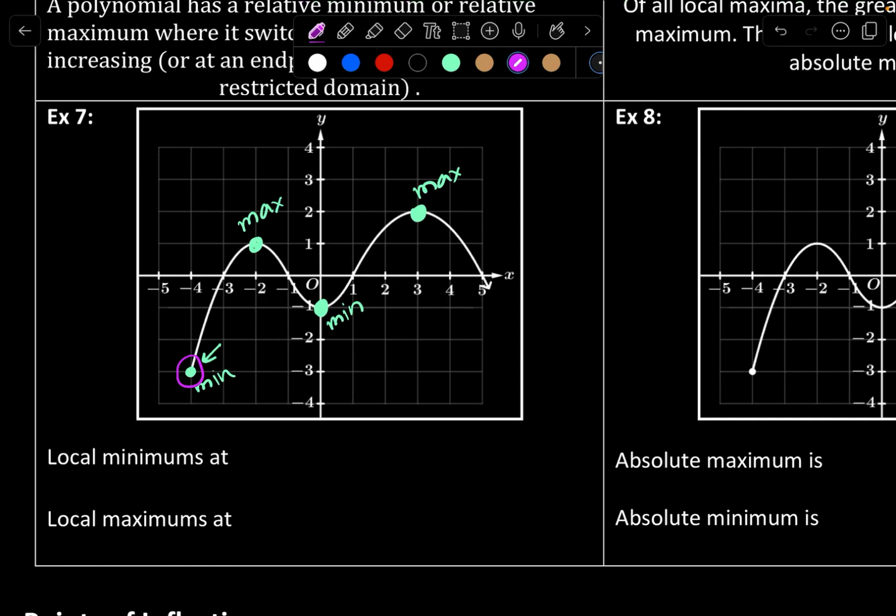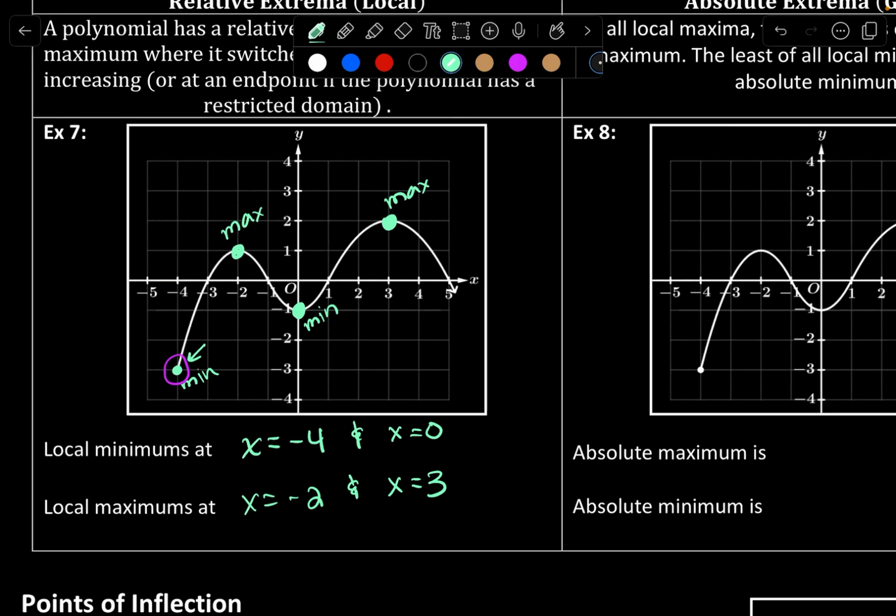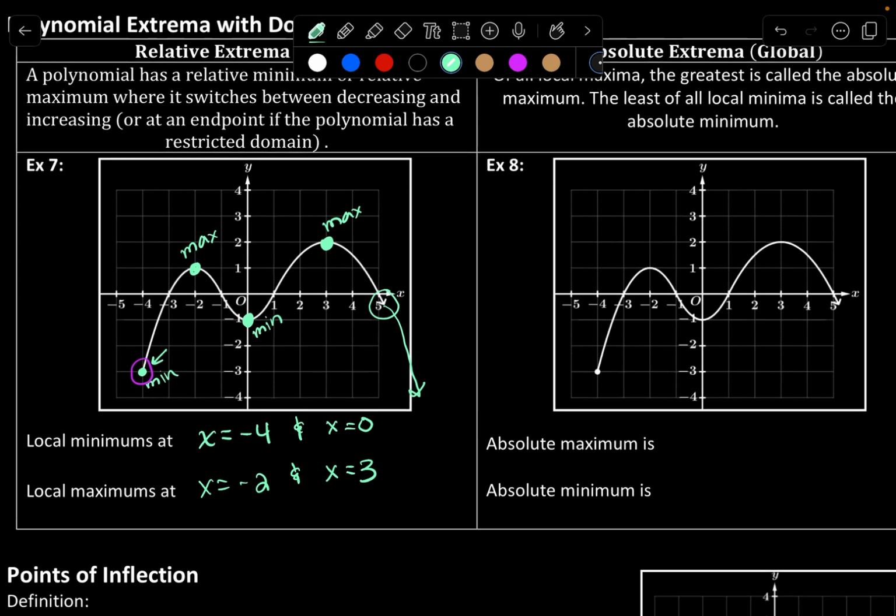So the question below is saying we have local minimums at, so this is asking where they are located. It's going to be at x equals -4 and x equals 0. And then local maximums at x equals -2 and x equals +3. And then again, this is approaching -infinity as far as the outputs. So we do not have a relative extrema on that side.